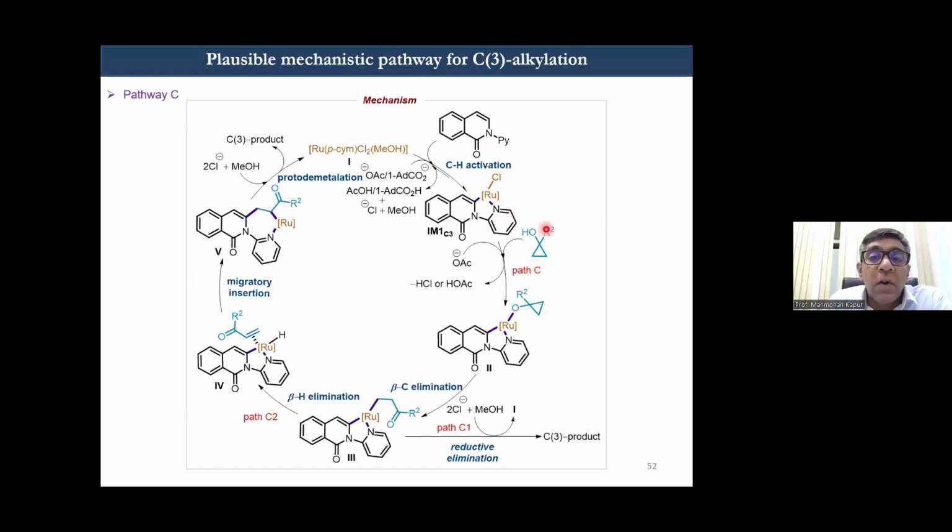Or from the cyclopropanol, this ruthenacycle could coordinate, undergo a beta carbon elimination and a reductive elimination to give you the C3 product from this species, or this species 3 could undergo a beta hydrogen elimination to give you this coordinated enone. This could undergo a migratory insertion to give you the C3, one more ruthenacycle. This ruthenacycle would now undergo a protodemetallation to regenerate your ruthenium catalyst, followed by the formation of the product.